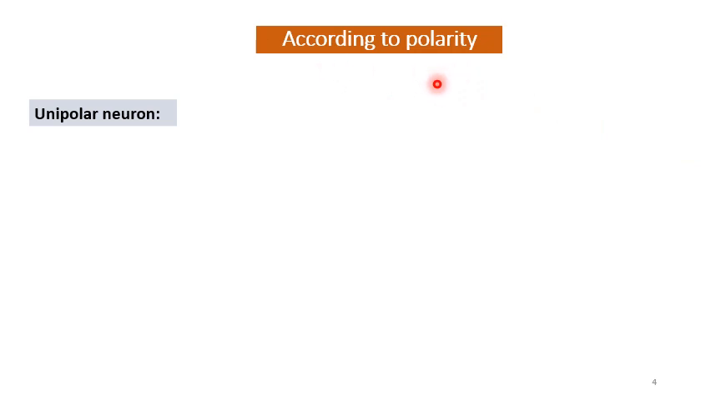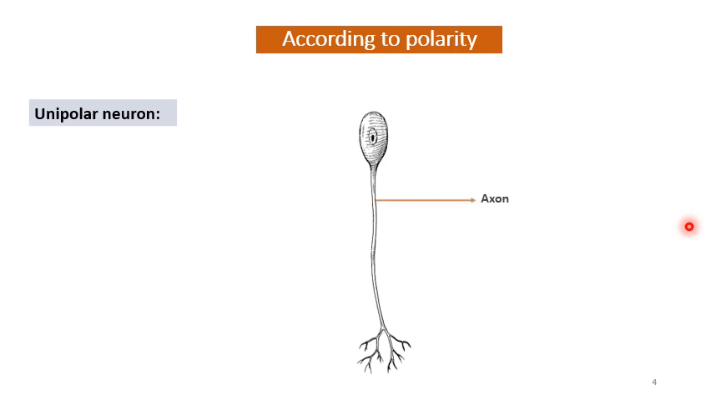Now, according to the polarity, the first type is the unipolar neuron. Uni means single. From the name unipolar, we can easily understand the neuron will have a single cytoplasmic process, or axon. If we see this picture, this neuron doesn't have any dendrites. It has only a single cytoplasmic process, that is the axon. This type of neuron is absent in human beings. These are very common in invertebrate animals.